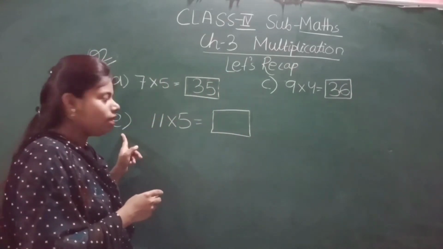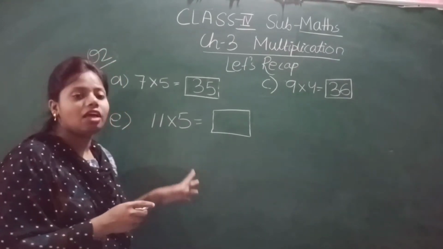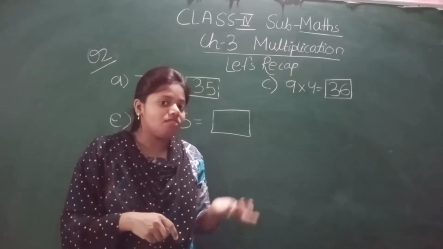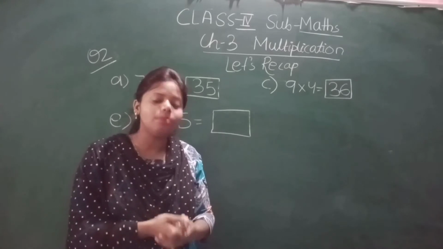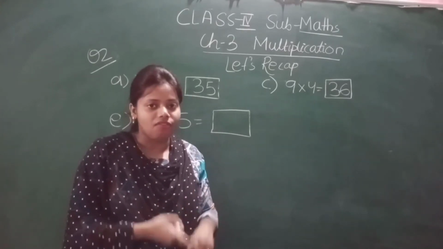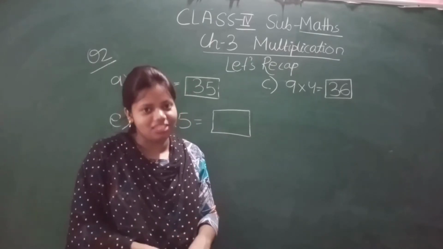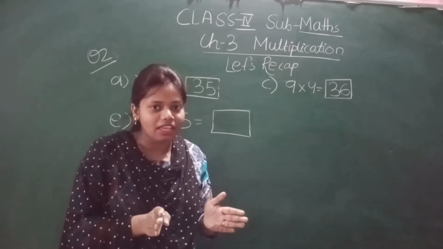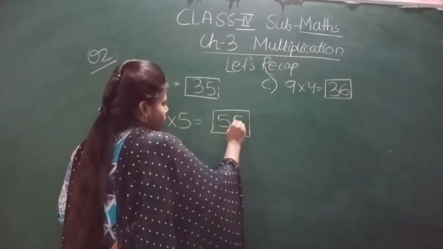Now let's do E. 11 into 5 is equal to how much? With 11 5s, we have to read the table of 11, and the table of 11 is so easy. The table of 10 is also so easy. So let's read the table of 11. 11 1s are 11, 11 2s are 22, 11 3s are 33, 11 4s are 44, 11 5s are 55. So 11 5s are 55.